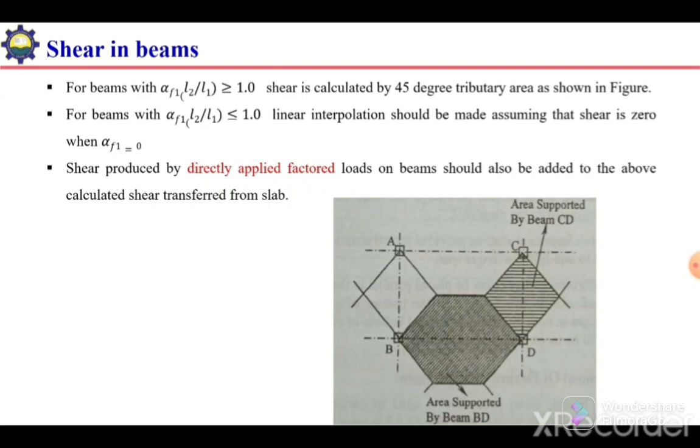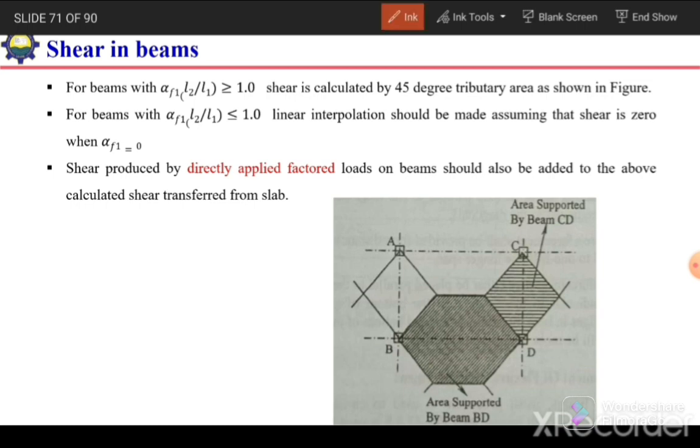Okay, first of all, we need to discuss what will be the shear in beam. So for beams with alpha F, the flexural stiffness ratio, greater than 1, shear is calculated by 45 degree tributary area as shown in the figure. So if the stiffness ratio of the beam is greater than 1, in that case, we will calculate the shear force that will be resisted by the beam by using tributary area at 45 degree. So 45 degree here, 45 degree. So this much area will be supported by this beam, and the load of this area will be transferred from this slab to the beam.